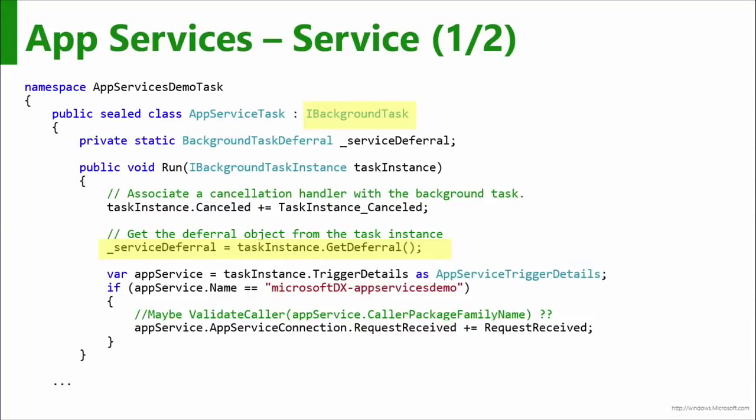And there's a couple of things you want to do in there. First of all, highlighted there, get a service deferral, and you save a reference to that, and you're going to keep that back. You can use that later on if you want to terminate yourself. You might be instructed by the client to do that.